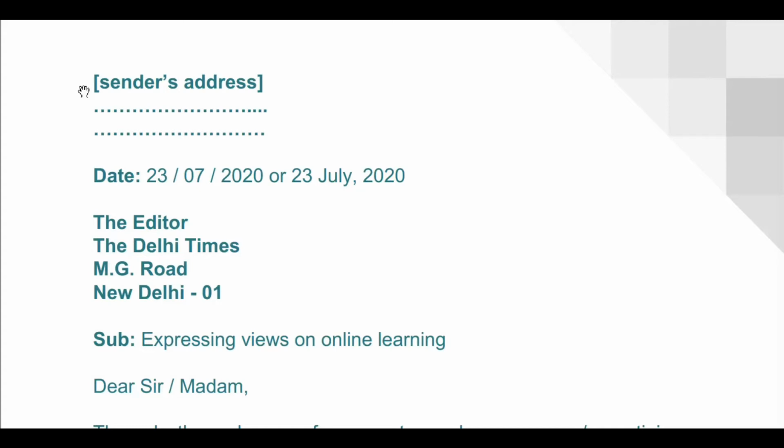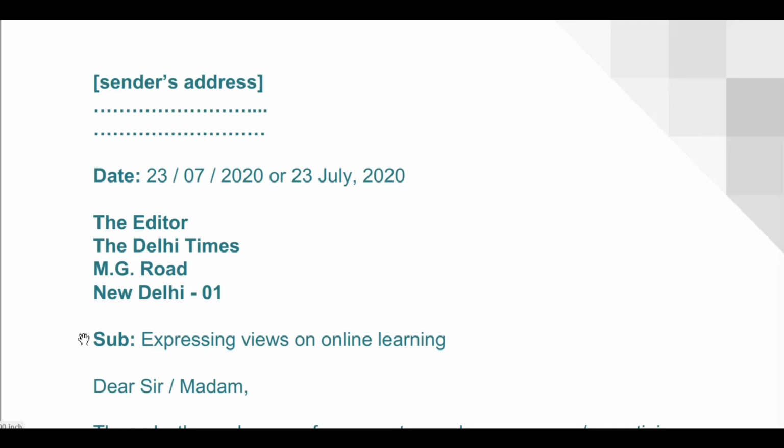Here is a sample draft of a letter to the editor on online learning. Friends, while writing this letter to the editor, you have to start with writing the sender's address at the top left-hand side. Thereafter, leaving a line, you have to write the date. Here, I have mentioned 2 formats. Either one of them will do. Leave a line and then write the editor's address. The name of the newspaper should be mentioned. If it is given already in the question, you have to write the name of that newspaper.